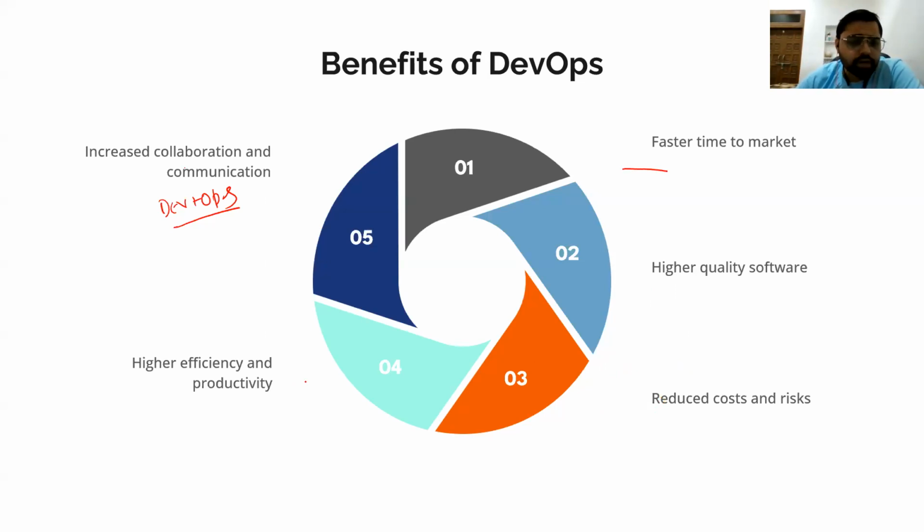Then higher efficiency and productivity. As I said, we usually get higher productivity as we are continuously testing, deploying, and getting the feedback. So with that, higher efficiency and productivity is an obvious thing, right? So these are some basic benefits which we get with DevOps.